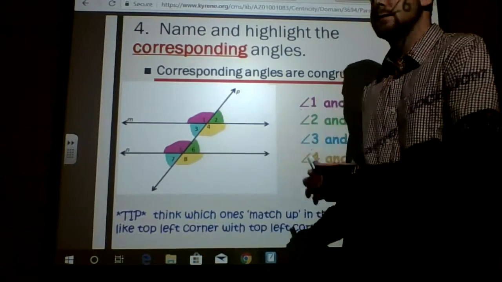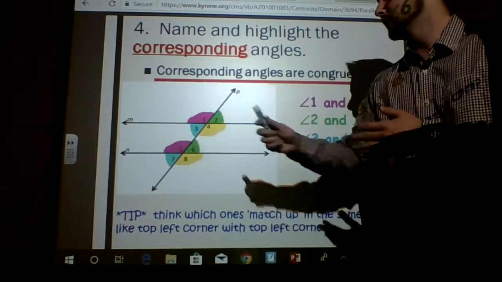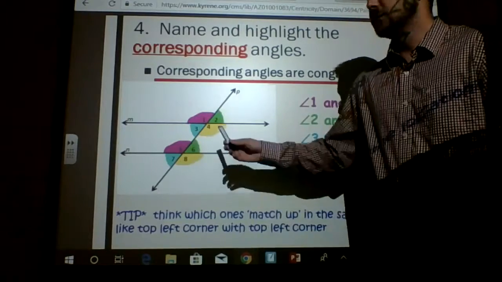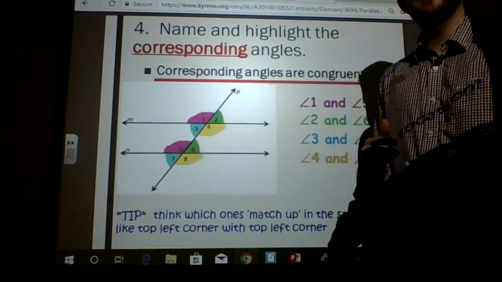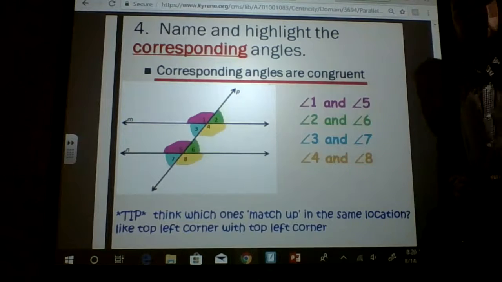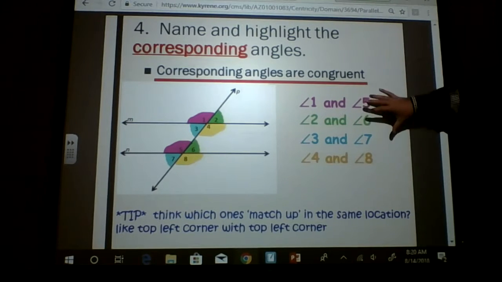Same for 1 and 5. 1 and 5 are left of the transversal, but on top of their parallel lines. 3 and 7 are to the left, but they're on the bottom. So that is corresponding. Here are your angle pairs.